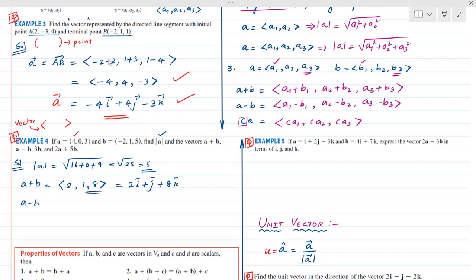Now A minus B. You have to subtract. So A minus B: 4 minus of minus 2 is 6. Here 0 minus 1, which is minus 1. 3 minus 5, which is minus 2. That's it.